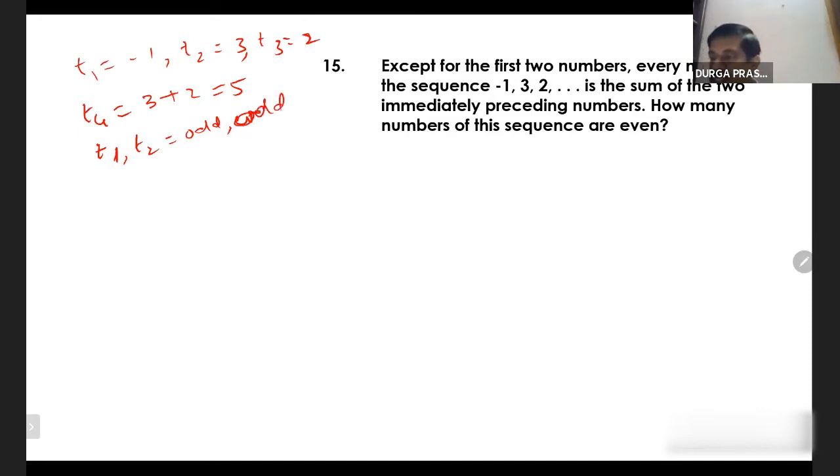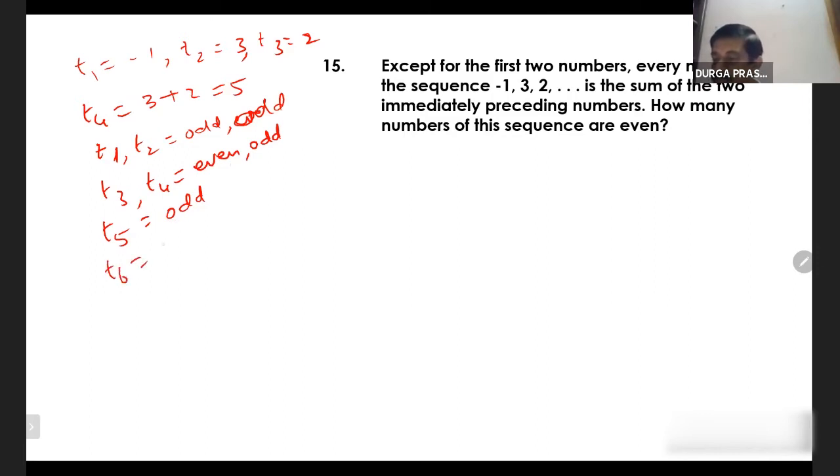So T3 is even. T4 is odd. So that means if you take T5, T5 will be the sum of these two. Even plus odd is odd. So T4 is odd and T5 is odd.